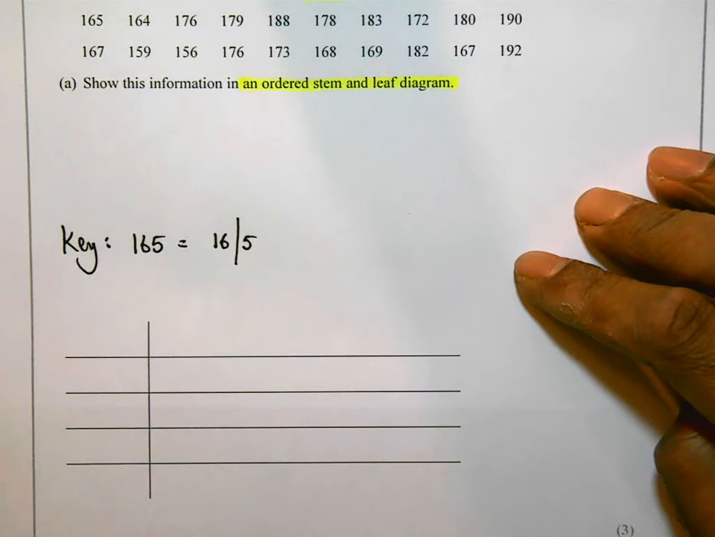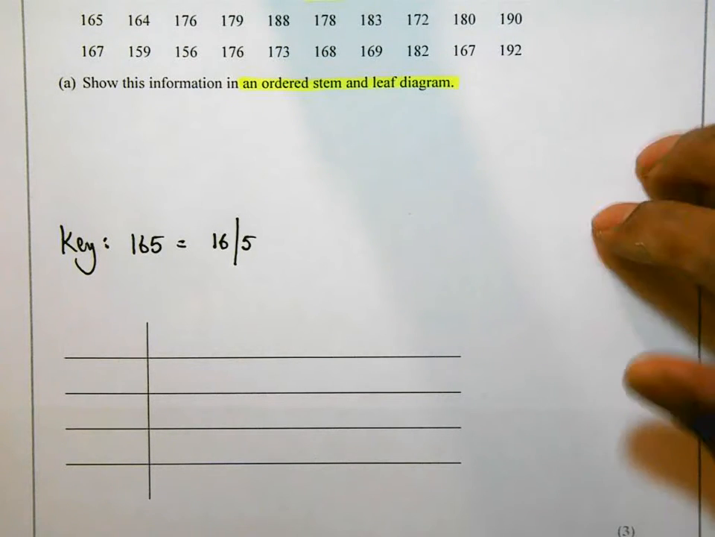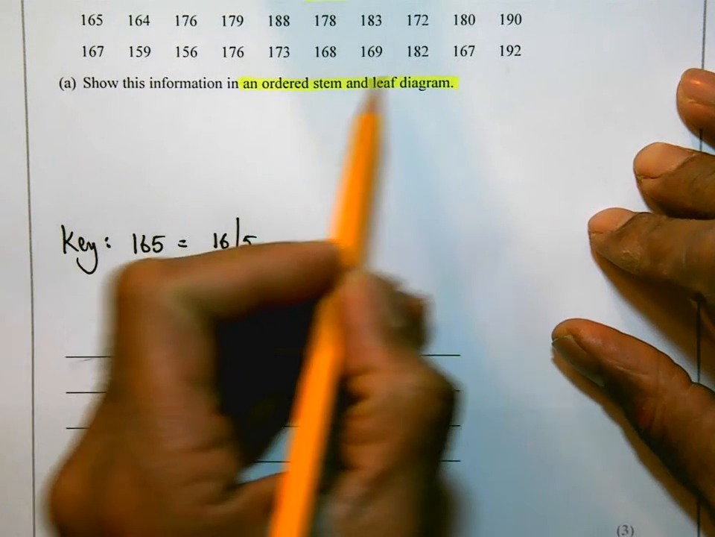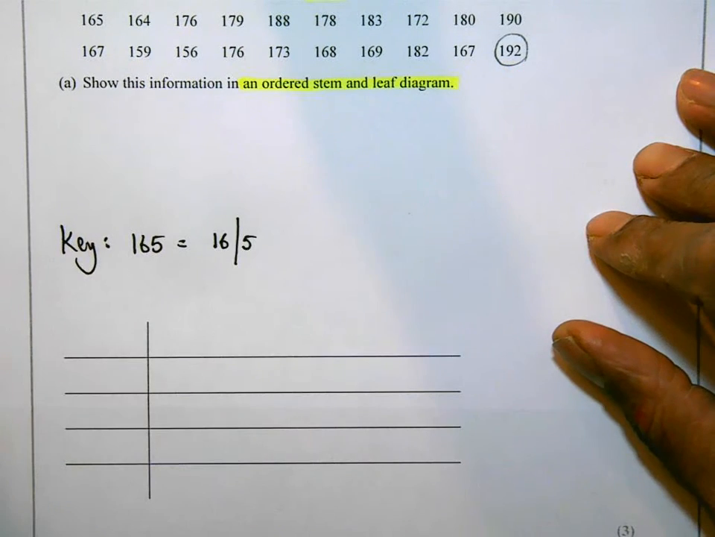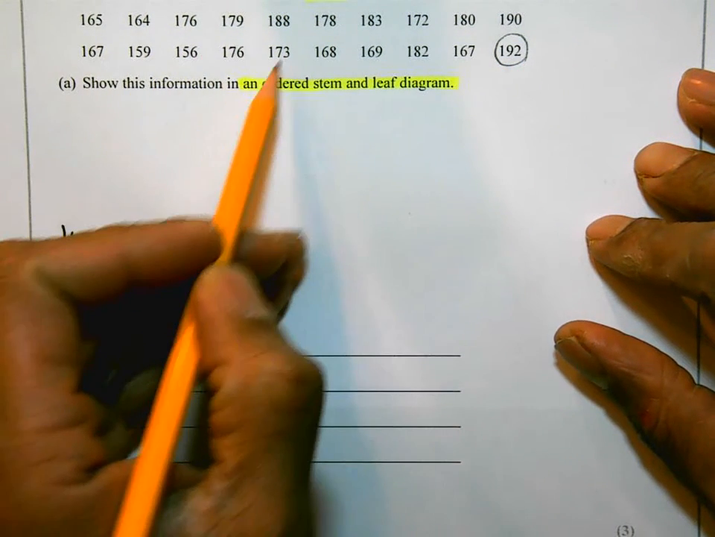Okay, now I'm going to look at my data set and try to identify the biggest and the smallest number. So the biggest number I could see is 192. The smallest number is 156. I can't see anything smaller than that. That is the smallest number.